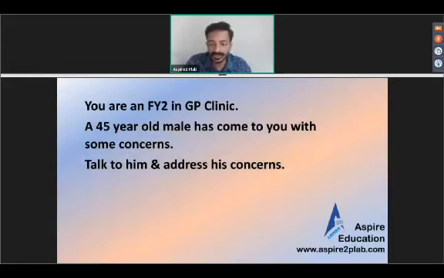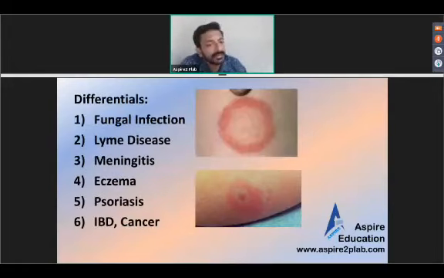So first of all, this kind of skin lesion, what can be the differential? It looks like a fungal infection. It might be Lyme disease, might be the rash of meningitis, might be eczema, might be psoriasis, or maybe sarcoidosis also, might be IBD, because IBD also has some skin lesions, cancer, maybe it's a skin cancer, but it doesn't look like that, but okay, it's one of the differentials.